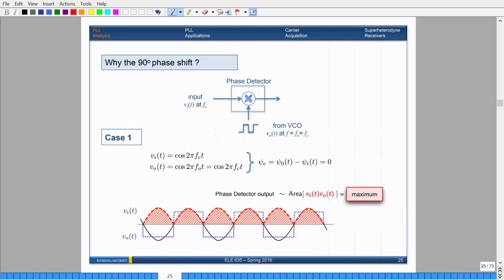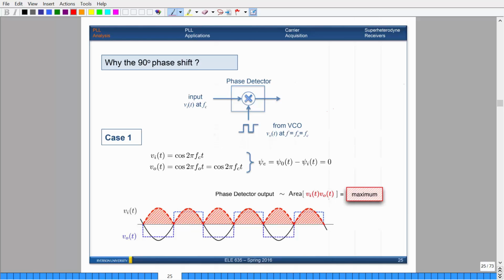So this is what happens when you have two waves that are matched in frequency, but both of them are cosine. You want to make the phase detector such that if your two frequencies are matched, the output is 0. That's what the error signal generates, right? But if both of these are cosines of the same matched frequency, the output of the phase detector actually gives you a non-zero signal. That's not what you want.